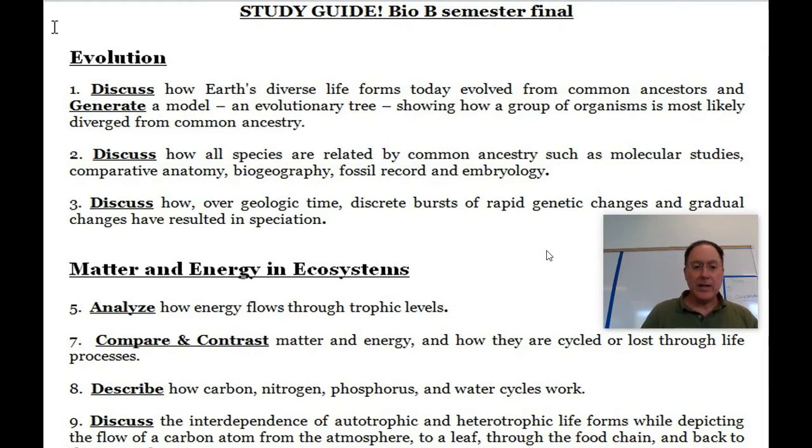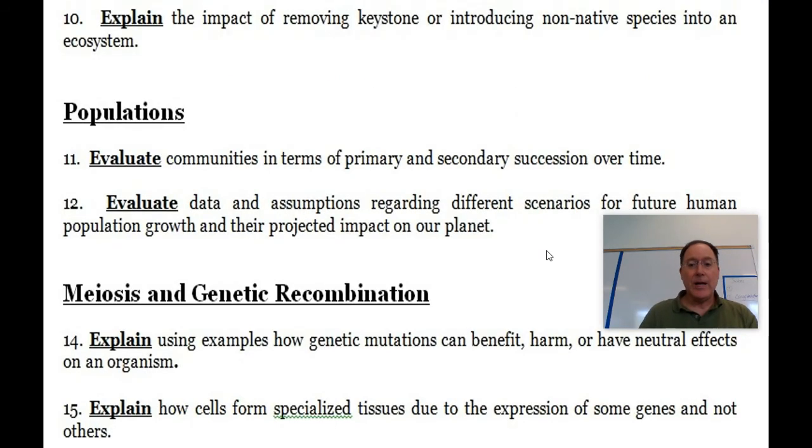Let me go to the next page here. Make sure you take a picture of this if you need to. You can cross out number 12, evaluate data and assumptions regarding different scenarios for future human population growth. We never got to that. Also, at the top one, number 10, you can cross out where it says keystone. But we did talk about introducing non-native species into an ecosystem.